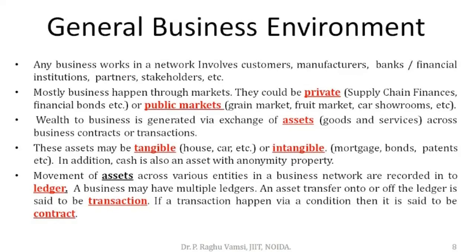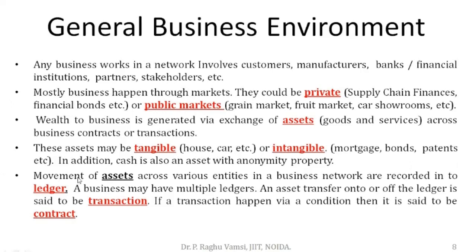So there is a wide variety of things that are also called assets, which are used especially in developing the business, and these businesses will happen via private or public markets. Through these public or private markets, business happens, and obviously business will not happen in isolation. It involves customers, manufacturers, banks, financial institutions, partners, and stakeholders. I hope by this time you got an idea of how a business structure is laid out.